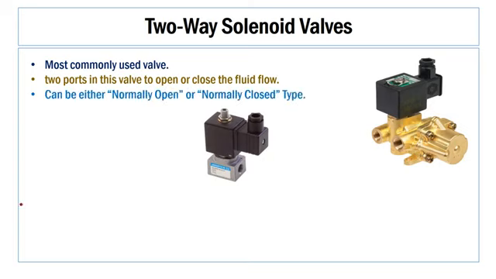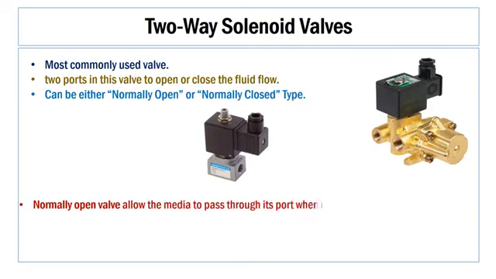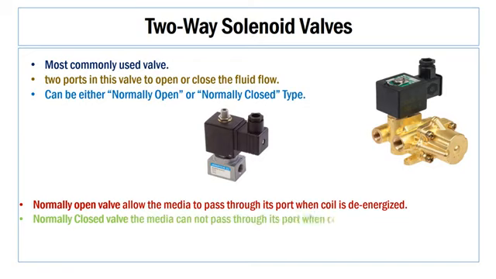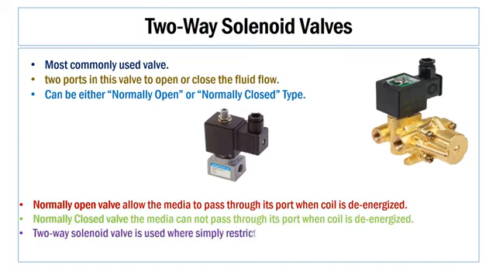Normally open valves allow the media to pass through the port when the coil is de-energized, while in a normally closed valve, the media cannot pass through the port when the coil is de-energized. A two-way solenoid valve is used where simple restriction and release of media is required.